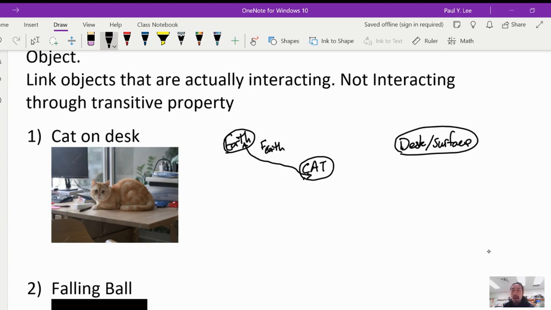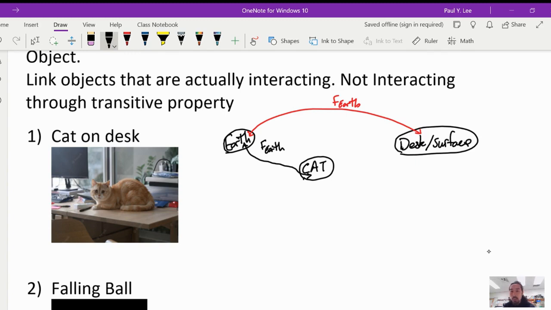The next one is the earth and the desk. Is the earth interacting with the desk? The answer is yes. But because it's not interacting with the cat, I'm going to use a different color, and we're going to label this the force of the earth. This different color shows me that these are two things interacting with each other, but not with our main focus, which is the cat.